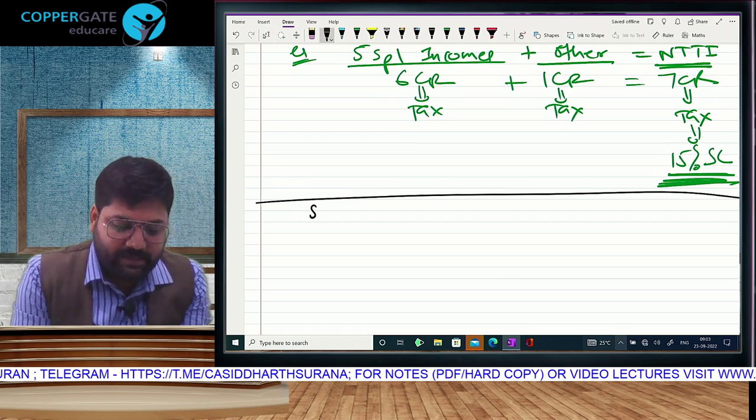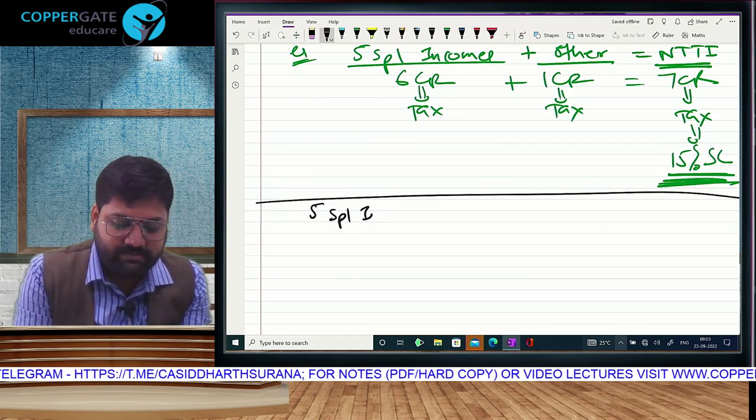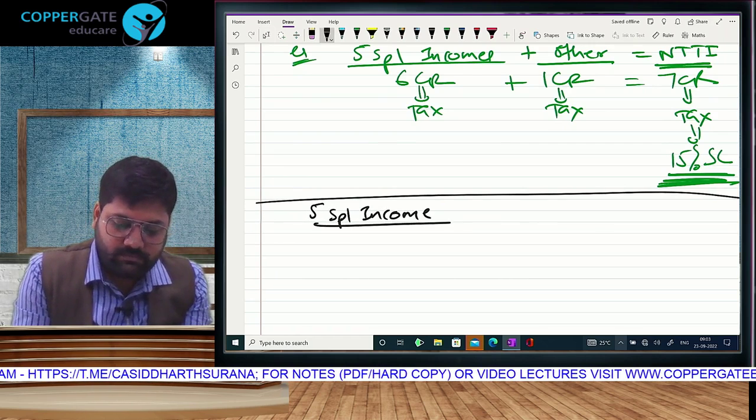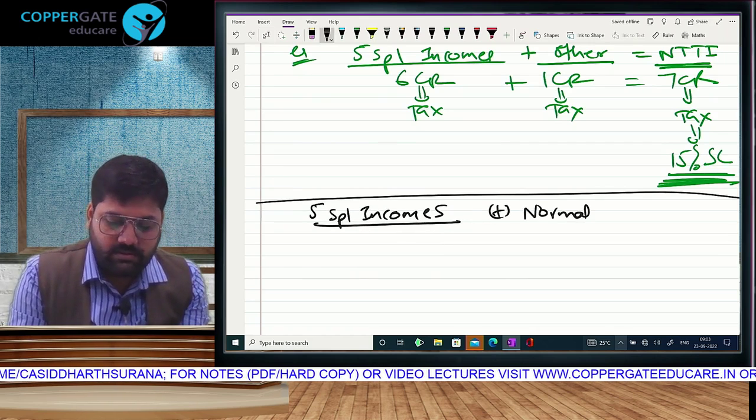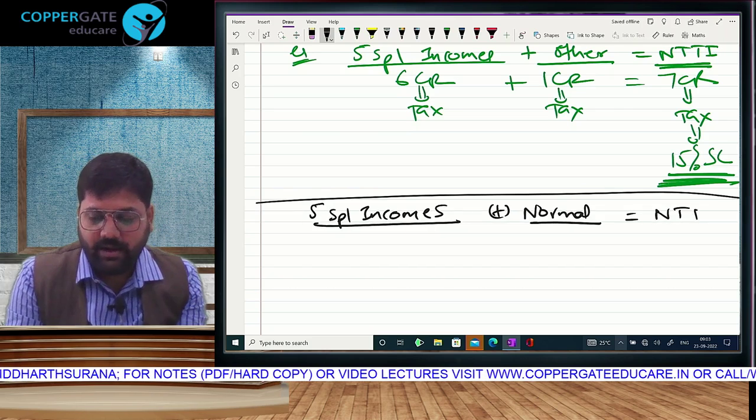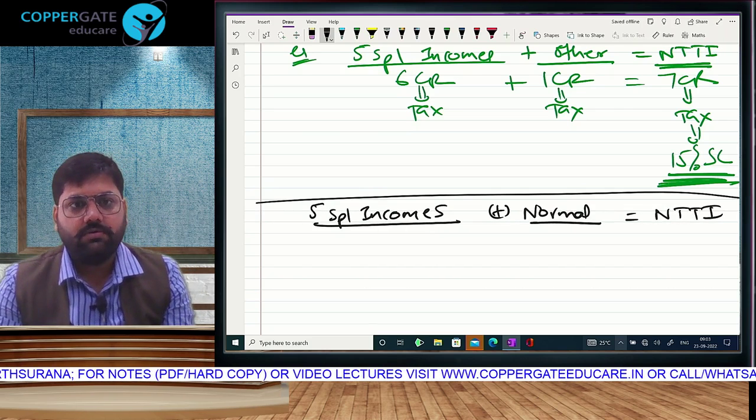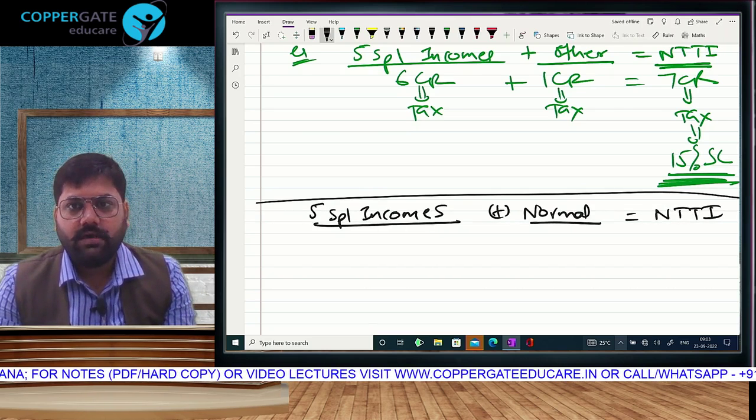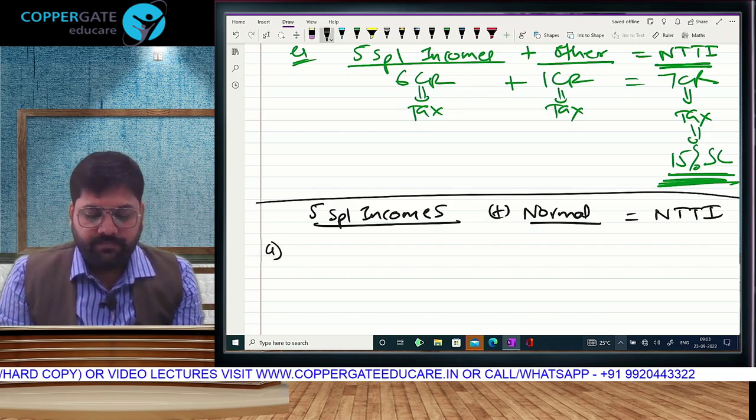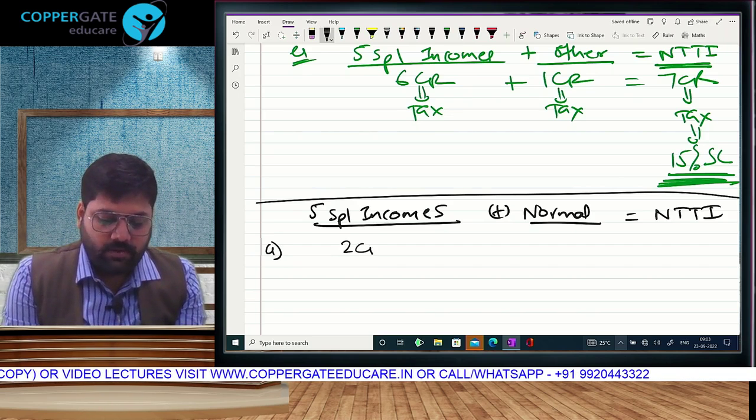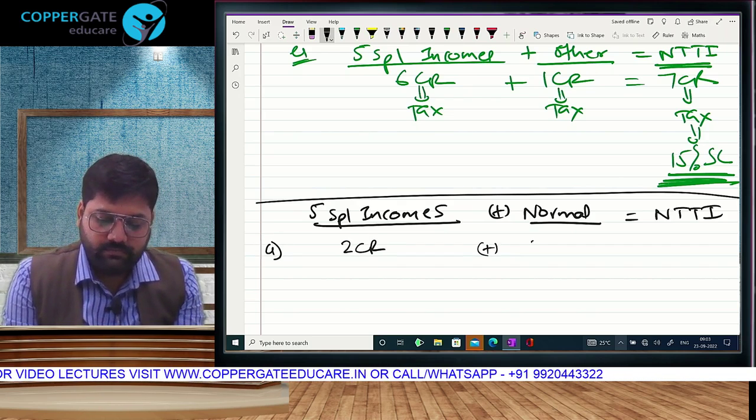I will create examples where I will take 5 special incomes and we will add normal incomes. That will give us our net taxable total income. Yes or no? Come on. Two crore, 3 crore, 5 crore.